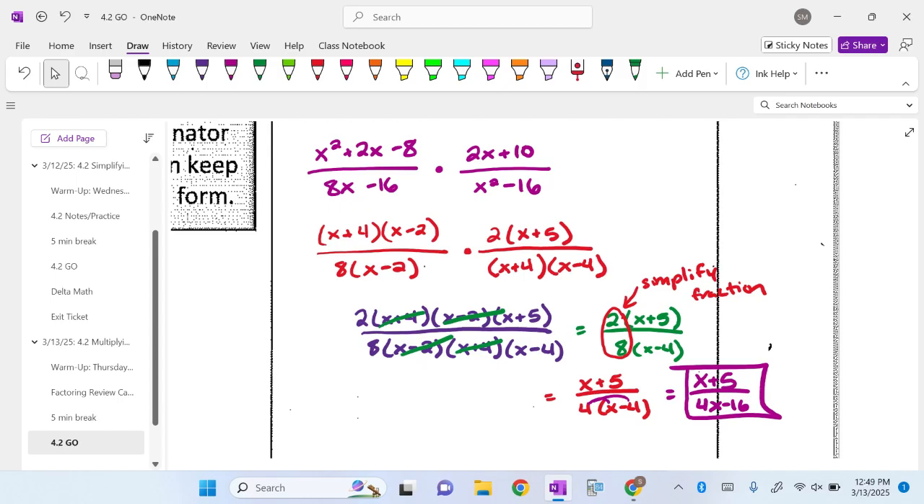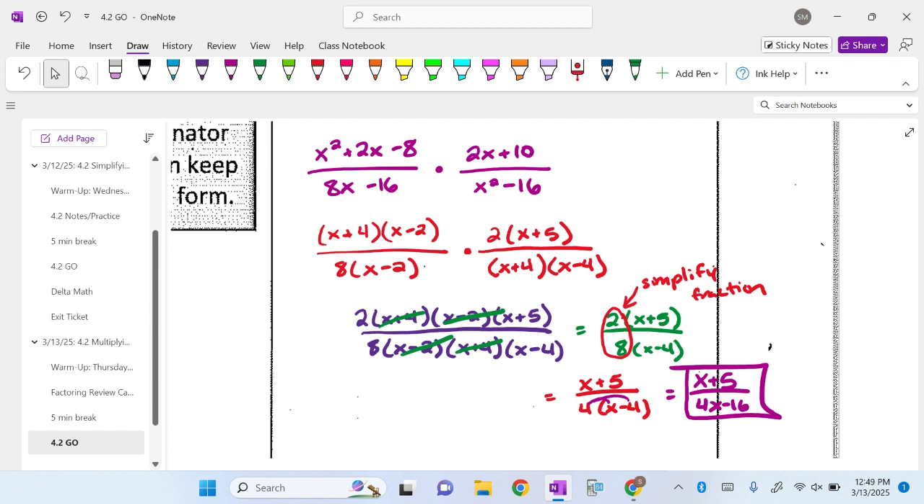All right, guys, check your answer. So let's just talk about this. The first thing you should have done was keep, change, flip because it was a division problem. And once you did keep, change, flip, you should have gotten this.